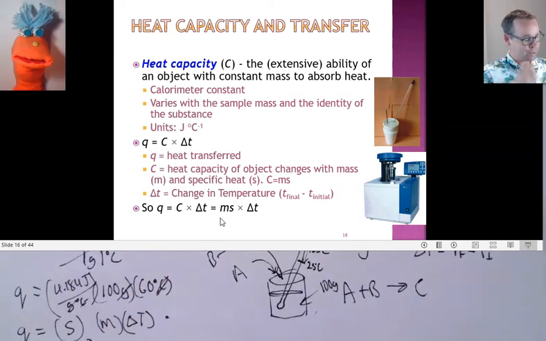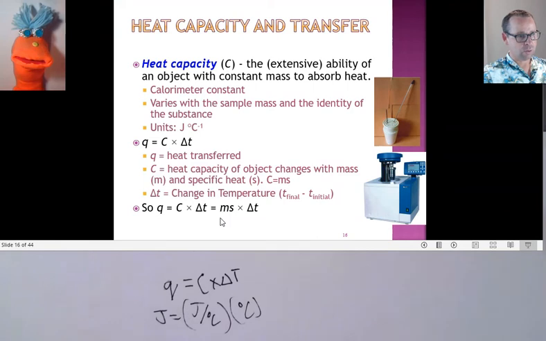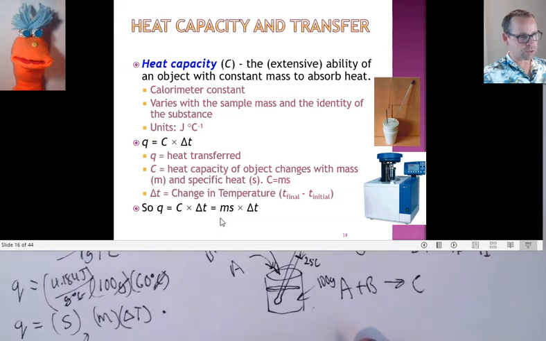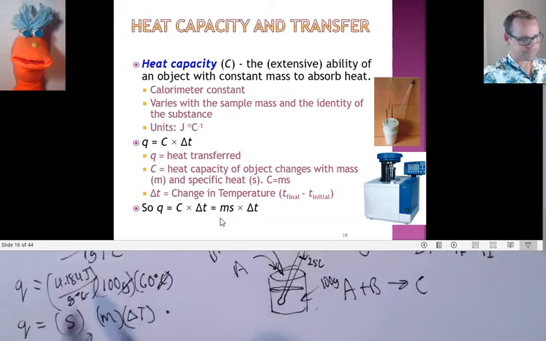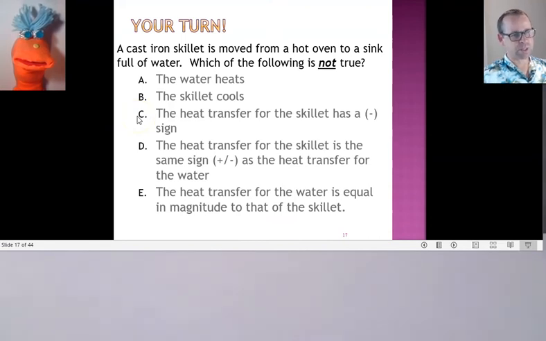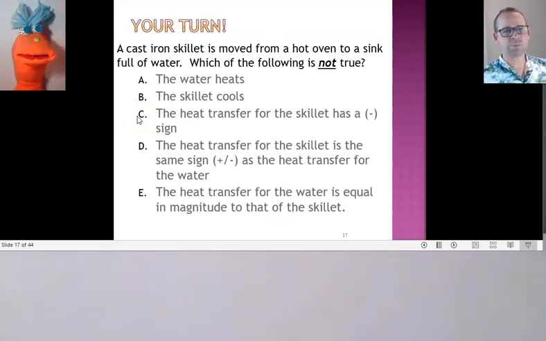All right, so both of these systems, whether it's using the specific heat times the mass times the change in temperature, or the heat capacity times the change in temperature, will give us heat energy, or joules of energy. Okay? All right. So let's think about this. If a cast iron skillet is moved from a hot stove to a sink of water, which of the following is not true?